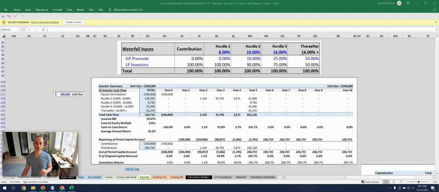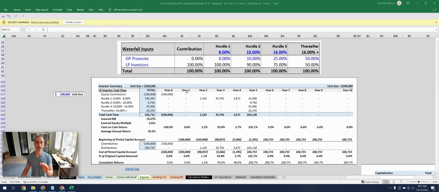And this is part of the reason why we kind of backload these promote splits towards the higher end of the range, because we want to be incentivized to get to this point as fast as possible, so that now we're participating in that cash flow stream along with our investors, and we're making our investors a healthy return on their money.